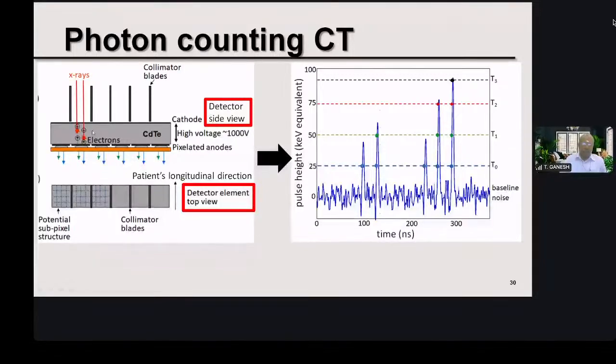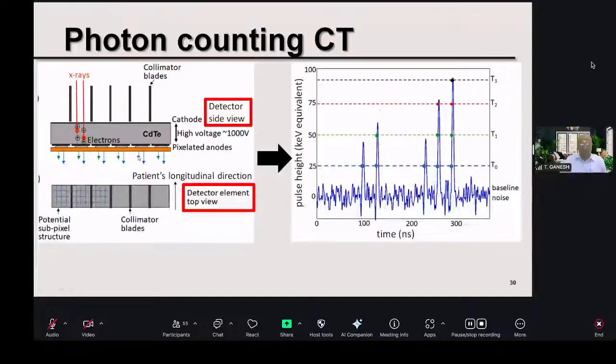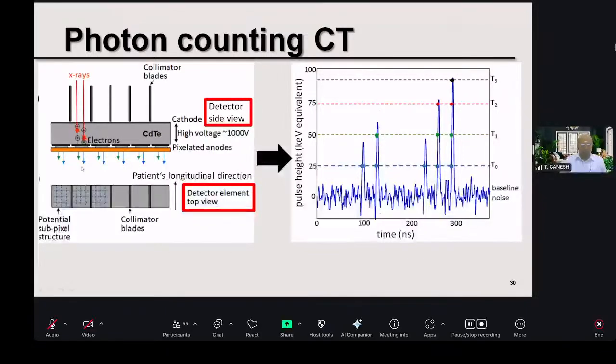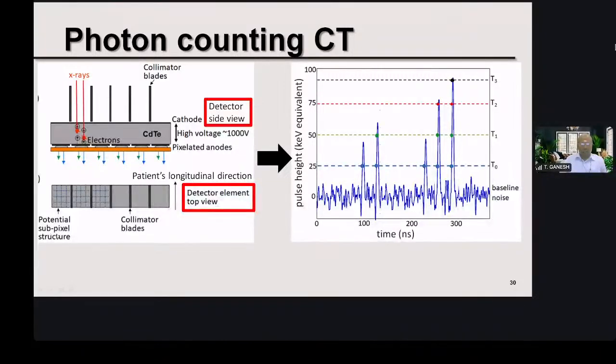The side view, you can see here the detector side view. X-rays are coming, producing the electron hole pairs, and the electrons move towards the pixelated anode. You can see the pixelated anode here, and then they produce the signals like this. And this is the top view, looking from the top. So you can see the crystal, but then due to the presence of the pixelated anode, it is the potential subpixel structure you can see here from the top. That is one anode. You see?